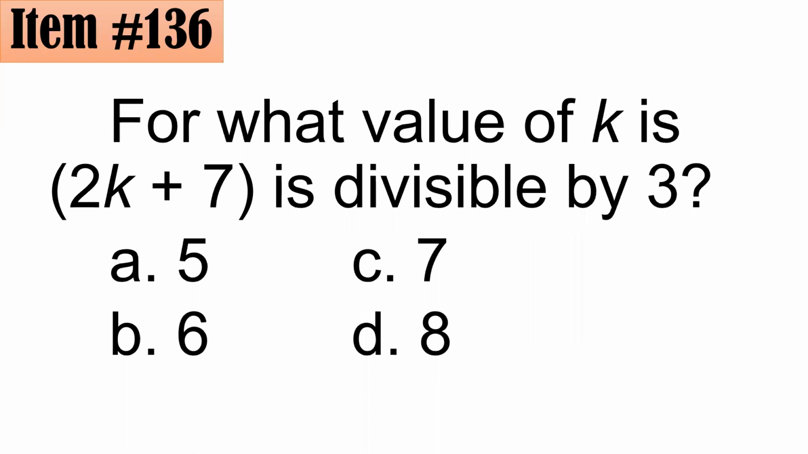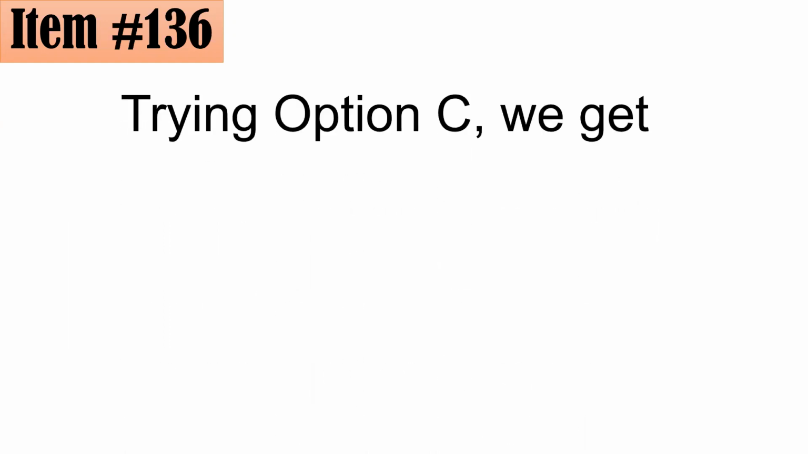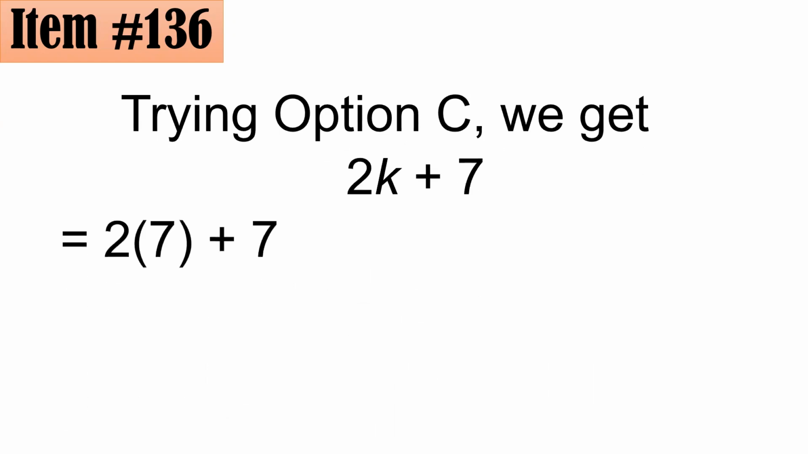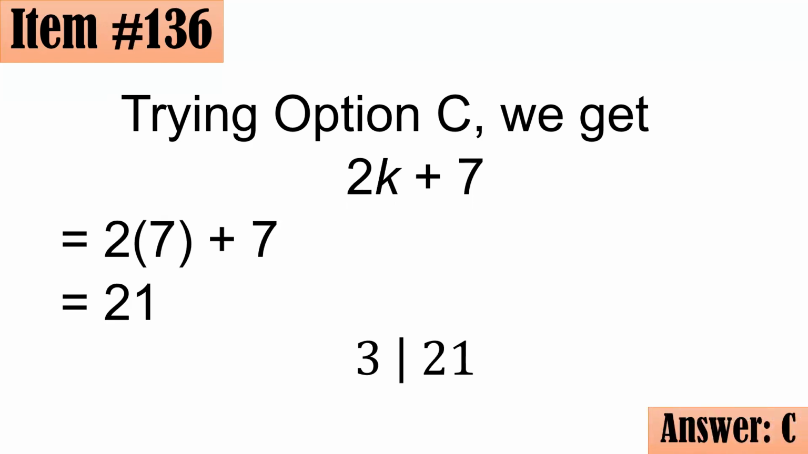Lumalaban po tayo. And I think you can do some sort of trial and error here, or testing values. If you try option C, if you replace k by 7, 2 times 7 plus 7, that's 14 plus 7, and that gives you 21, right? And 21 is divisible by 3. Surely, 3 divides 21 because 3 is a factor of 21. Therefore, indeed, letter C is correct. Good job.